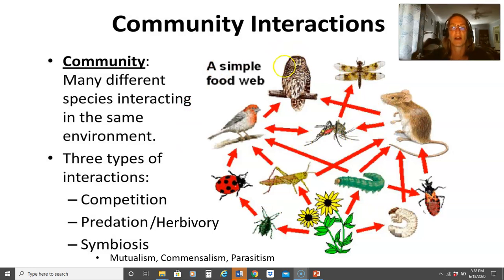Food webs are based on a particular type of interaction, which is typically predation or herbivory, or something about organisms consuming other organisms. Okay, so that's just one type of community or species interaction, but we're going to be talking about several different ones. So the three main categories are competition, then there's predation / herbivory. We're not really going to talk much about herbivory, but it meets a similar set of criteria as predation. And then we're also going to talk about symbiosis, and there's three subcategories of symbiosis: mutualism, commensalism, and parasitism.